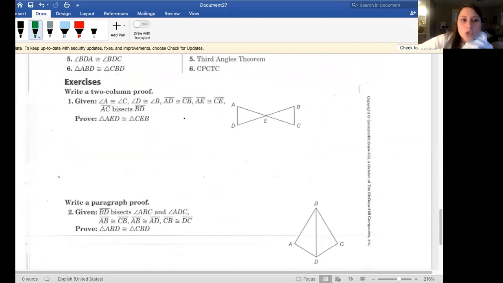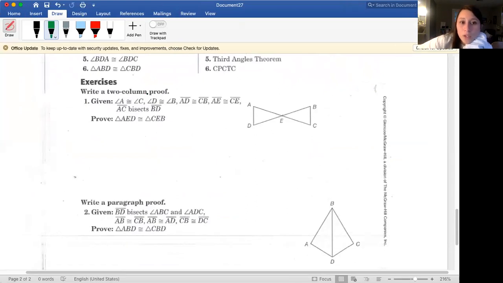First thing is to mark the information that you see, because it's going to help you narrow down what you're missing, okay? So A and C are congruent. I'm going to mark these as congruent. D and B are congruent. I'm going to use different markings. And then it's not stated that this angle here is congruent.